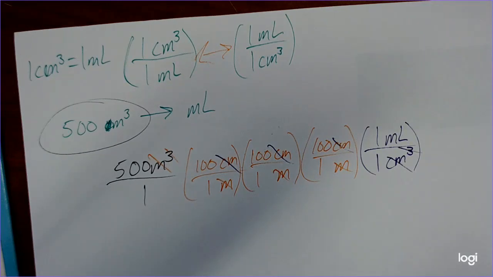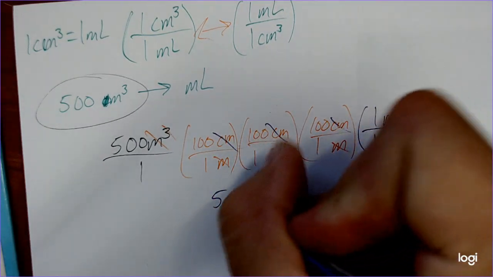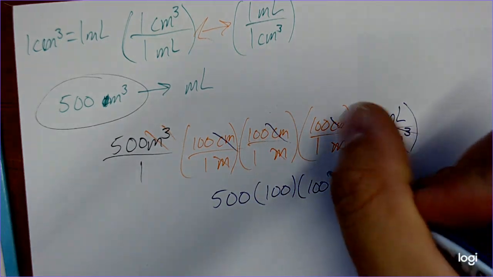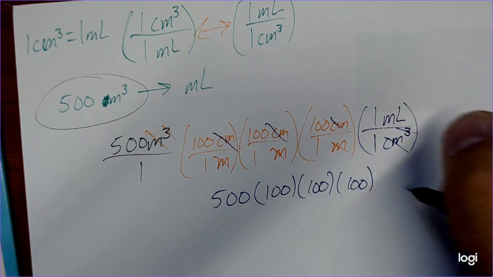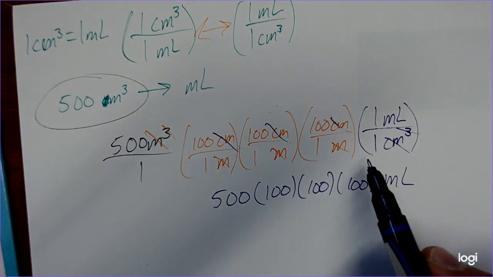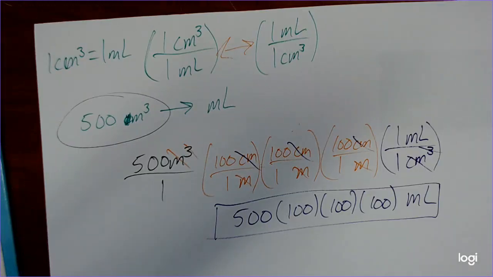So for the final answer, I'm just going to write 500 times 100 times 100 times 100 milliliters, because that is the only label left. None of these ones on the denominator matter, and that is my final answer. Okay, so that's how we do unit conversions with metric measures. Let's do another one.